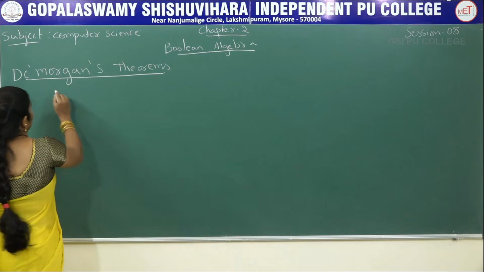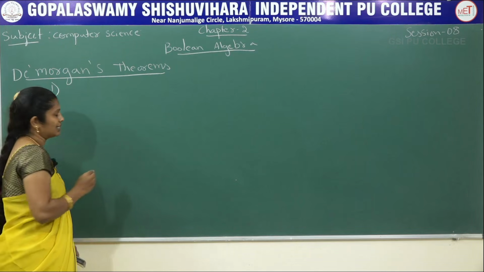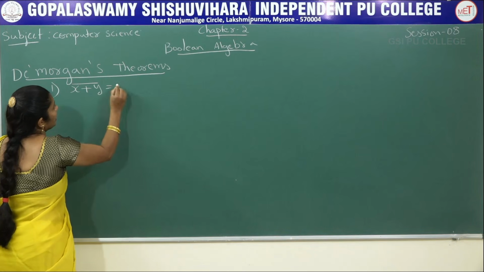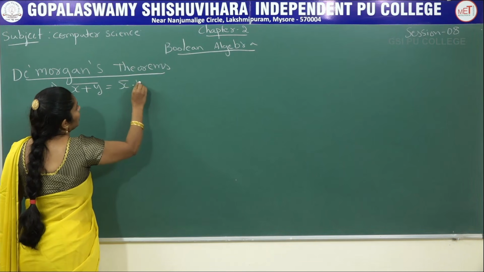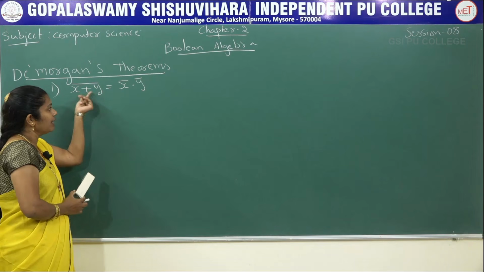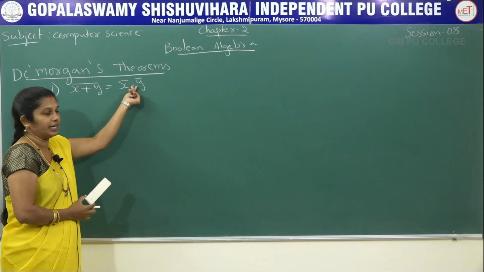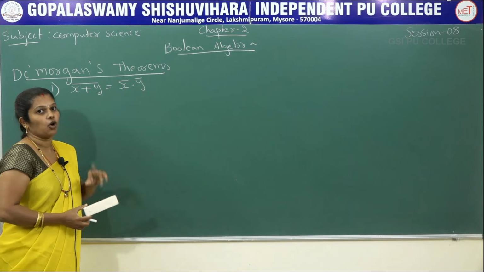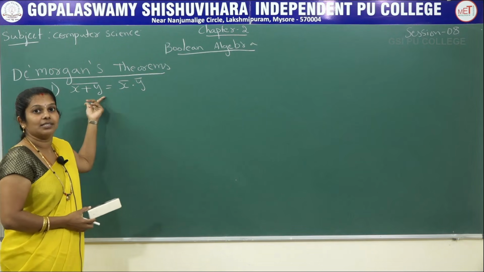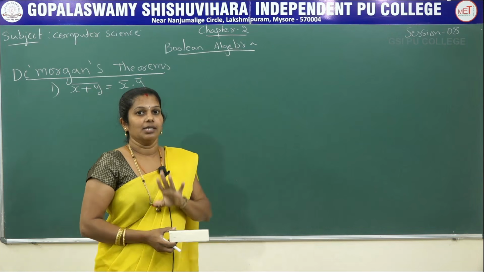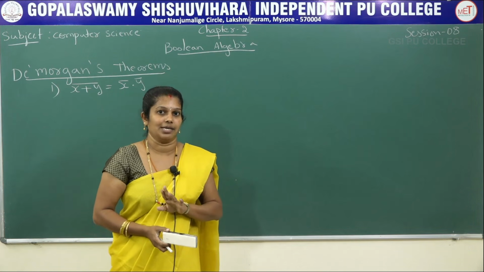The first postulate says that De Morgan's theorem, the first one, states that x plus y whole bar equals x bar into y bar. Here, the plus operator is replaced by the dot operator, and the whole complement is replaced by individual complements. This is your first De Morgan's theorem. They are going to ask this question for 5 marks: state and prove De Morgan's theorem.